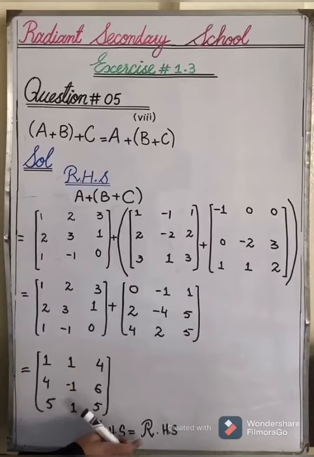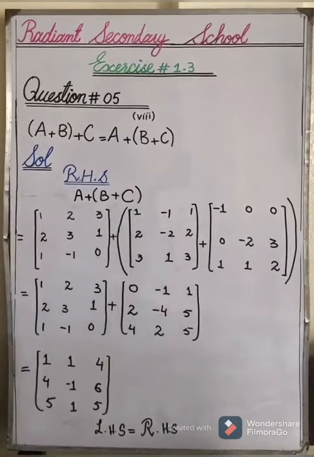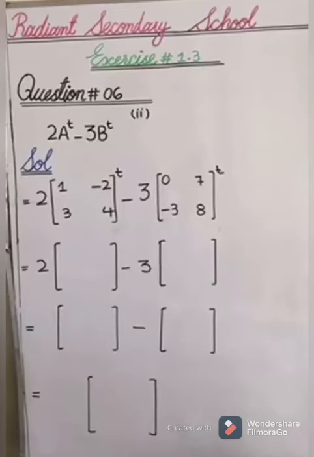From these two matrices, we can see that left hand side is equal to right hand side, which means that associative law of addition holds.